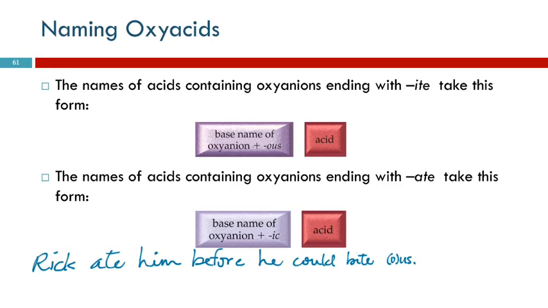How does that help? Ick and ate go together. Ite and us go together. So if it ends in ite, we change it to us. Those 2 go together. Ate goes with ick. There's another one, the white mouse ate icky cheese. Whichever one you like. Okay, so that's how you connect those 2.